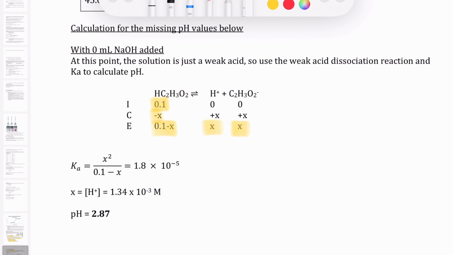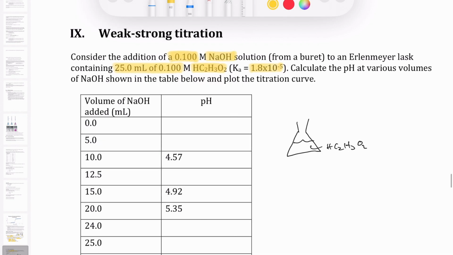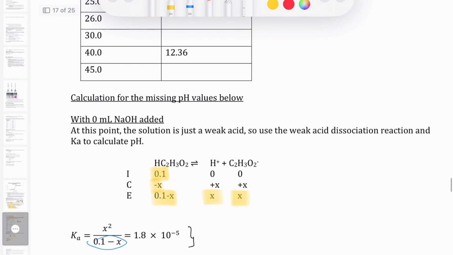Our solution of this is just using the Ka value, which was given in the question, and then finding X, which is the proton concentration, to be 1.34 times 10 to the minus 3. Notice, of course, that I'm using the small x approximation for that denominator. So that would give me a pH of 2.87. That's my first number here. It should be 2.87.